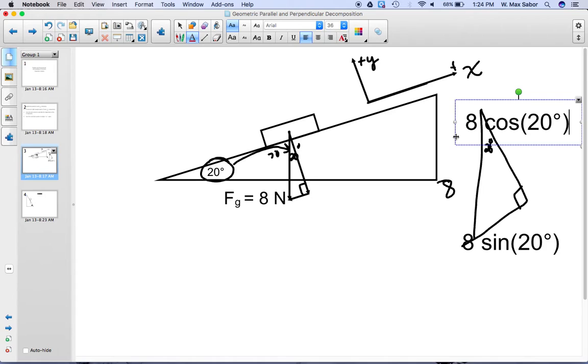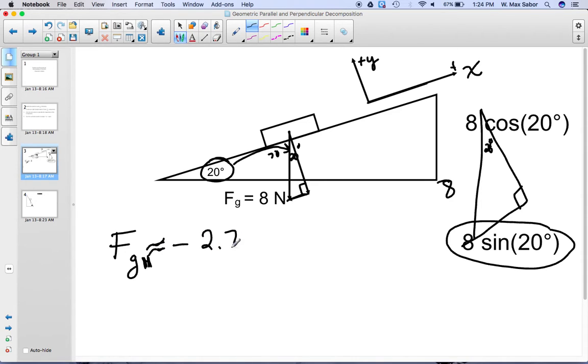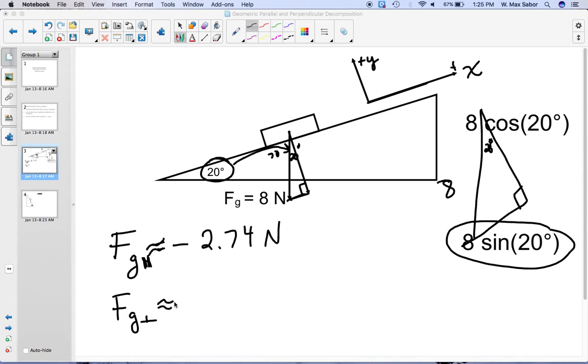If we're looking for exactly what those are, frequently the notation I use is that the parallel component, this is the parallel component, and it's facing in a negative direction. That was our positive x, so this is a negative value. And then we'll say, what's 8 times the sine of 20 degrees? So it's approximately negative 2.74 newtons.